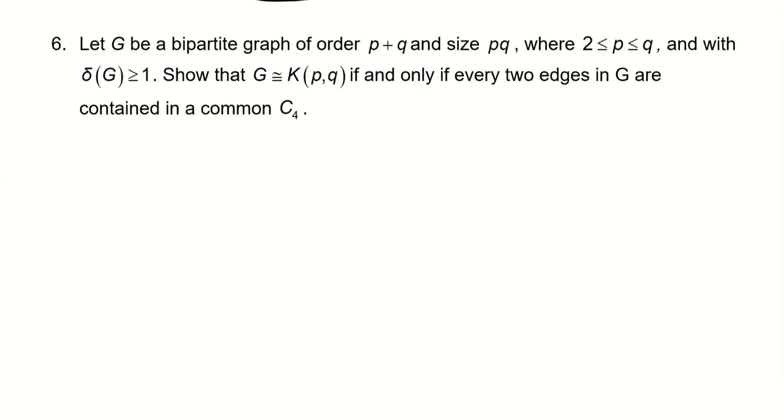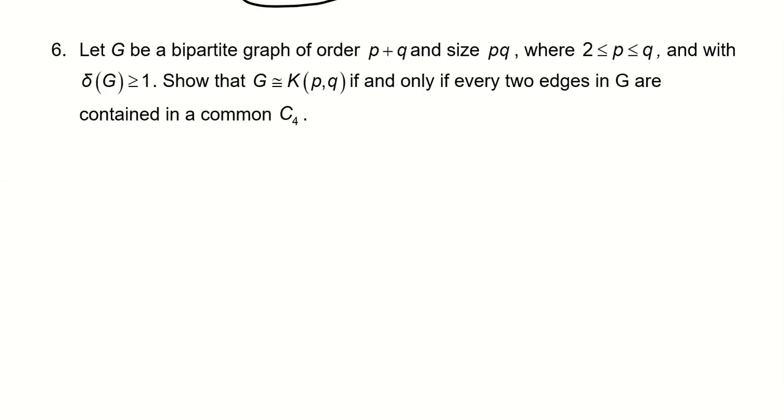Let's go to question 6. I believe this is the last question of the day, and this is a challenging question. Let G be a bipartite graph of order P plus Q and size PQ, with the minimum degree of G at least 1. Show that G is K_{P,Q} if and only if every 2 edges in G are contained in a common C4. We try to understand this question again.